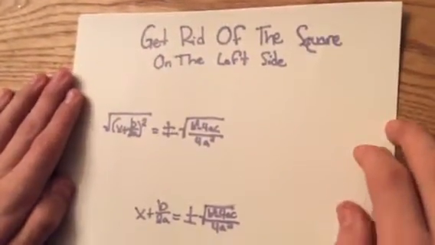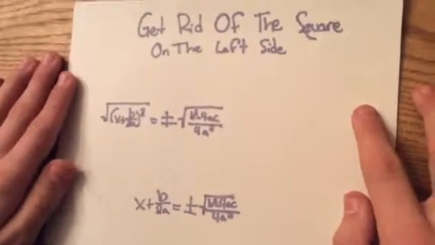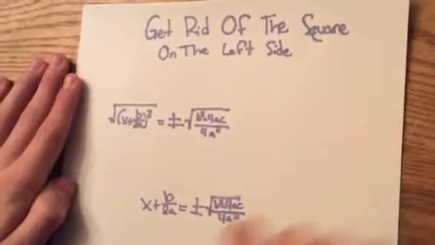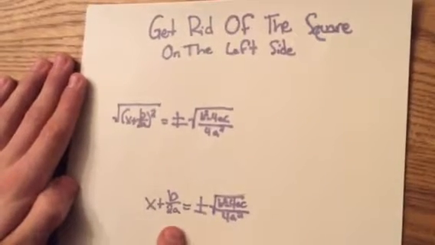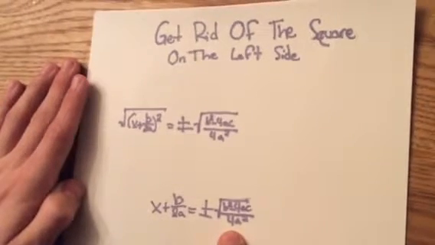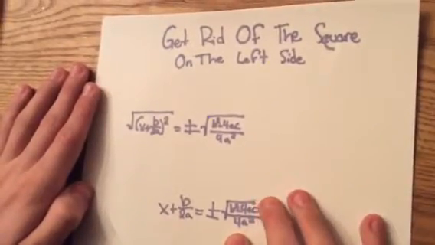Get rid of the square on the left side. We can do this by finding the square root of both sides of the equation. The new formula will look like x plus b over 2a equals plus minus the square root of b squared minus 4ac over 4a squared.